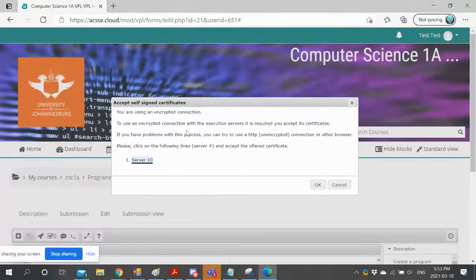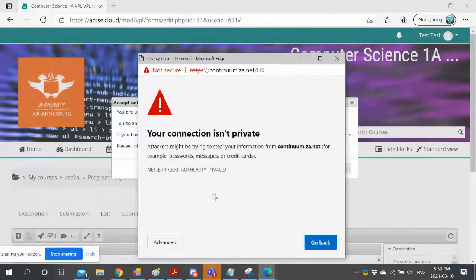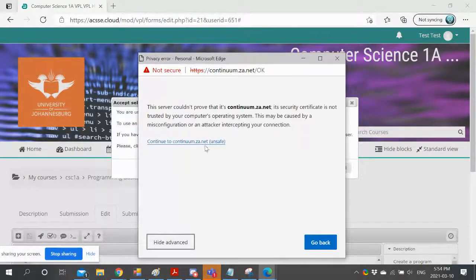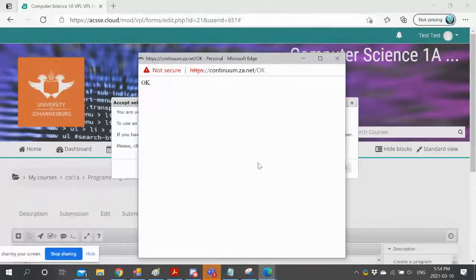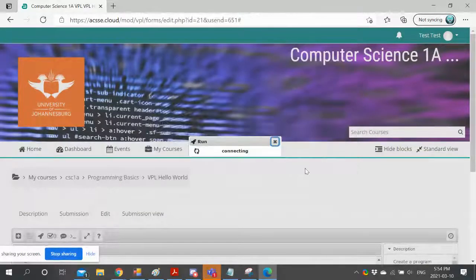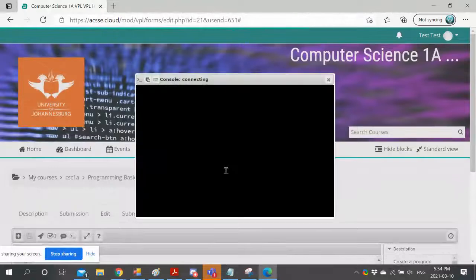So the first time you run this, and if we ever reboot that machine, you might see this again in the future. It's basically saying you need to accept the security certificate in order to run the code on the execution server. So you simply click on the details for that. You have to accept it. And then once that's done, it will continue.